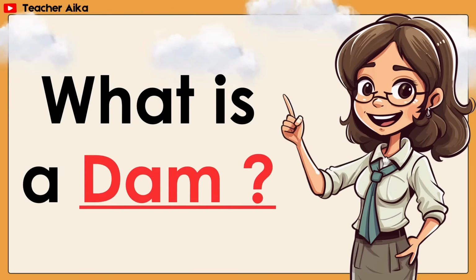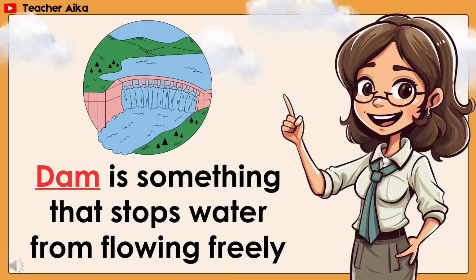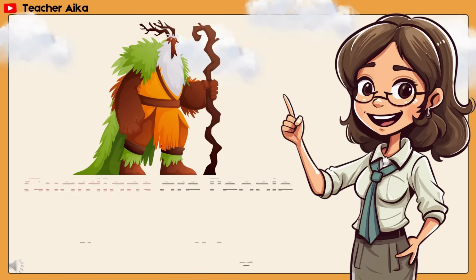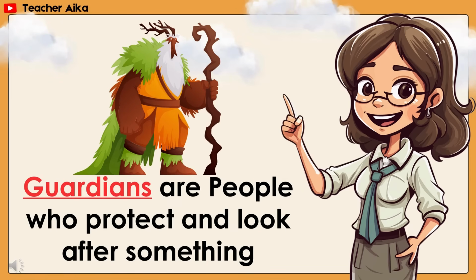What is a dam? Dam is something that stops water from flowing freely. What is guardians? Guardians are people who protect and look after something.